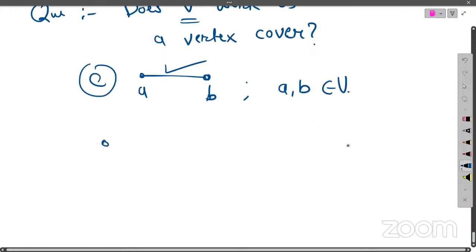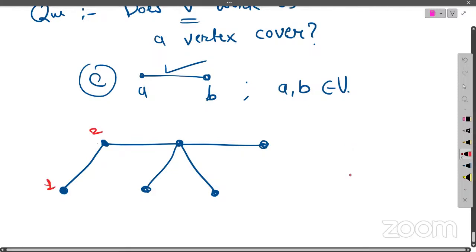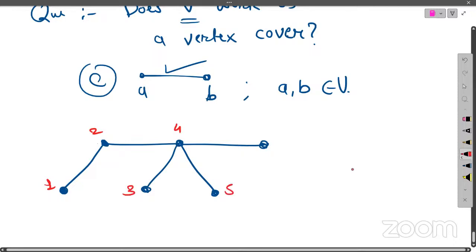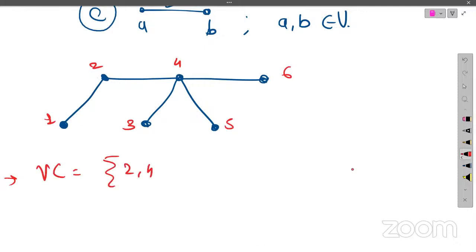So for example, in the previous graph, if you consider a vertex cover, here we have to find out the minimum number of vertices we can use to form a vertex cover. Suppose I have this graph with the vertices 1, 2, 3, 4, 5, 6. Now if I consider the vertex cover set to be equal to {2, 4}, then this set will work as a vertex cover.